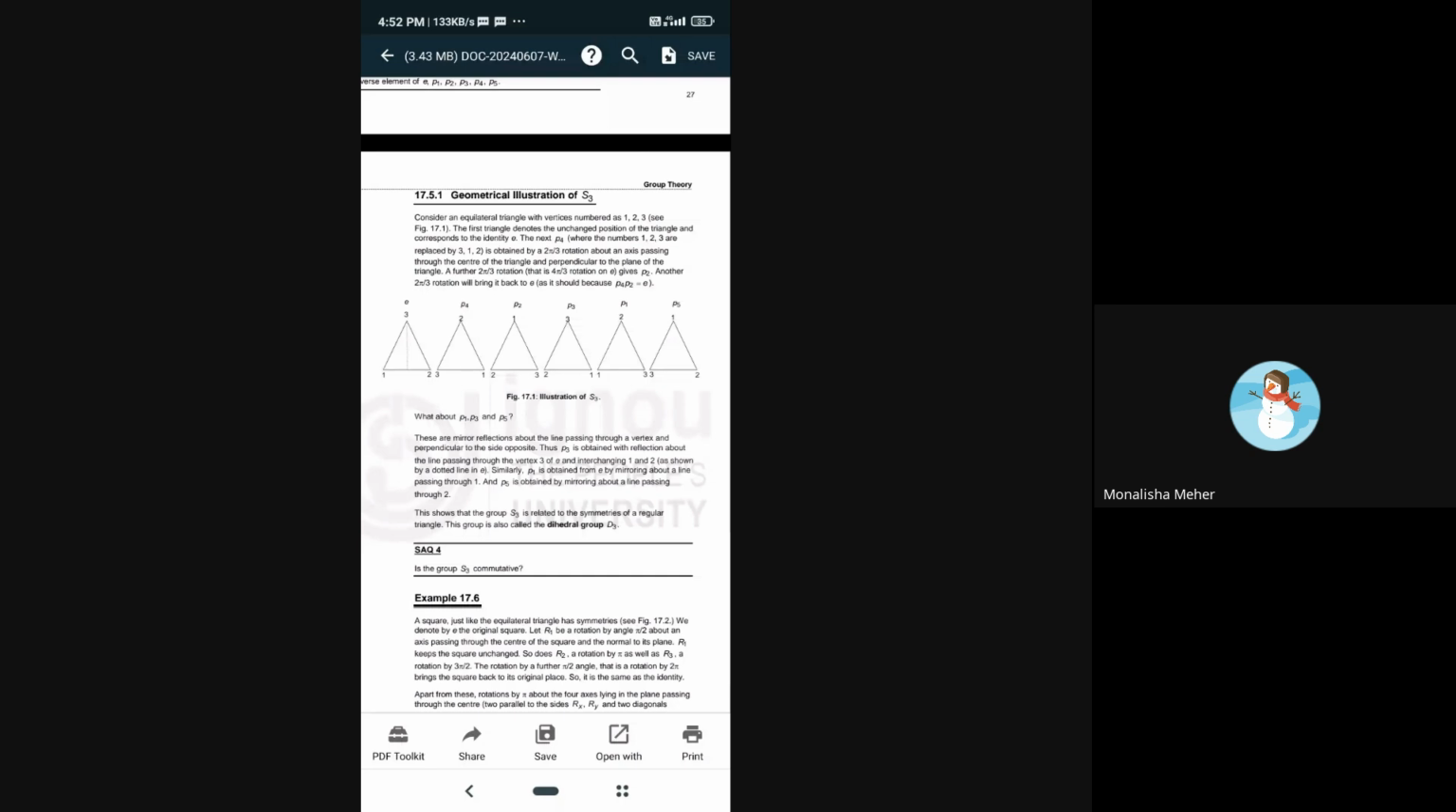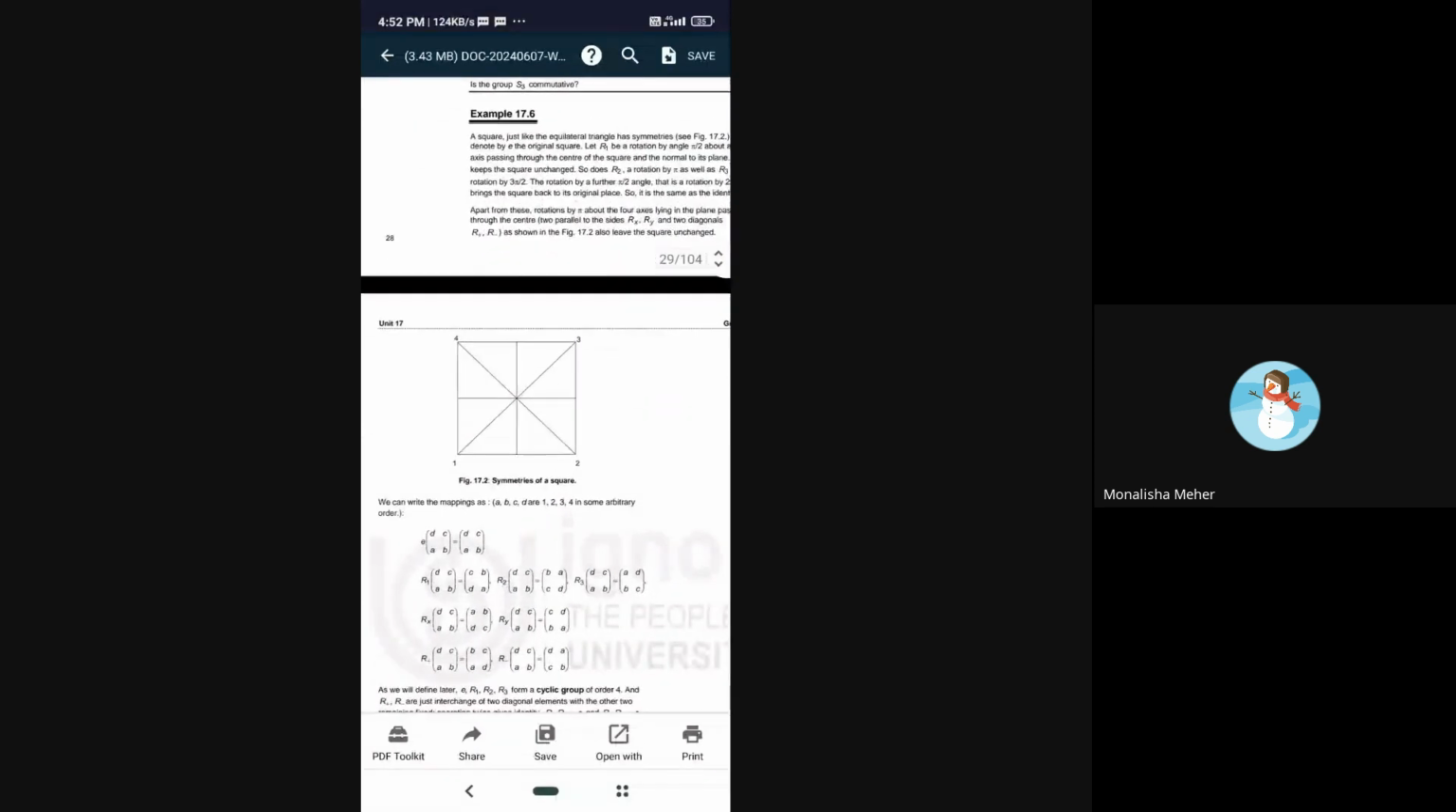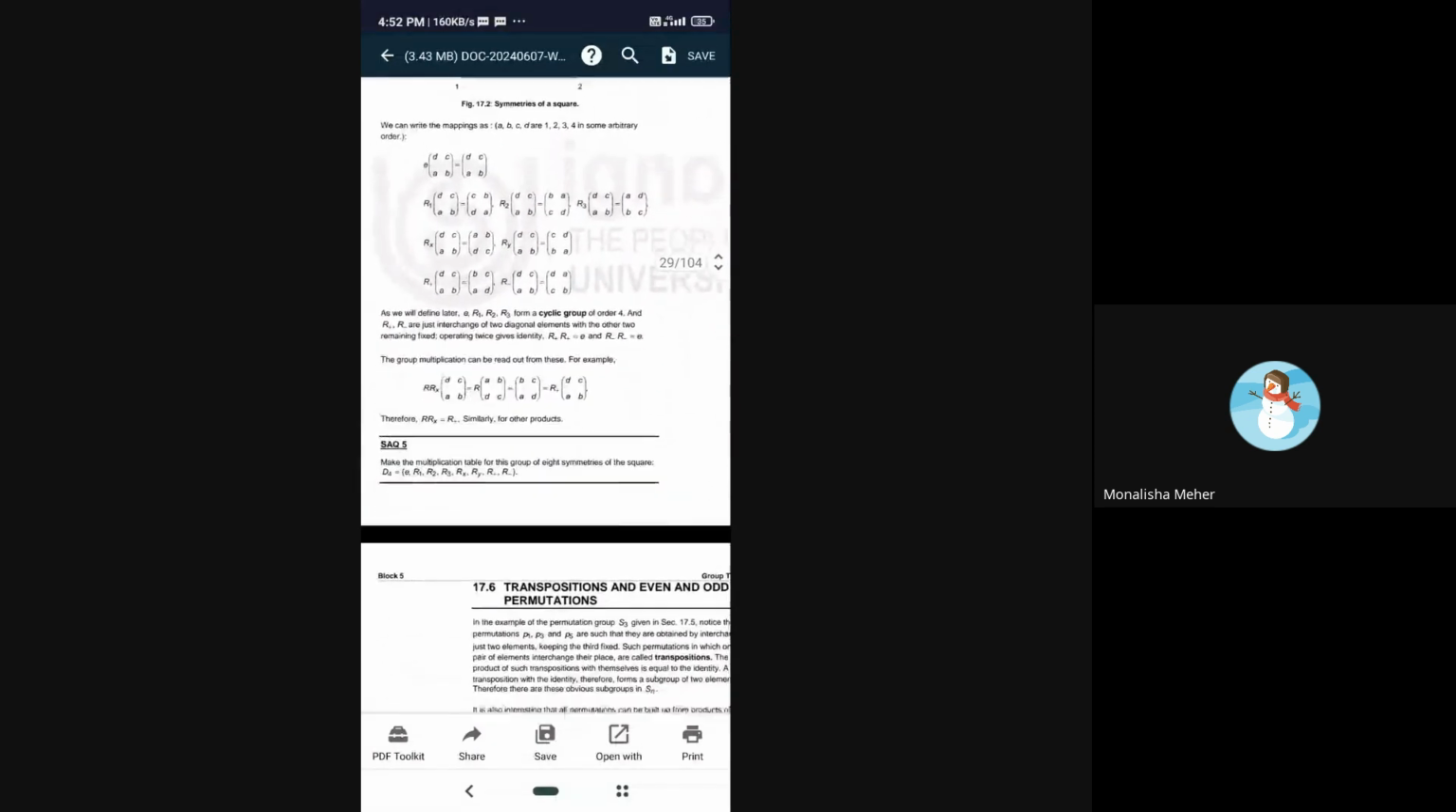So this I was explaining in the beginning of this chapter, that if we put a mirror vertically or horizontally, you can realize what symmetry is, and it is shown here in 17.5.1 how P1, P3 and P5 are realized. Then there is an example 17.6, you can go through it.